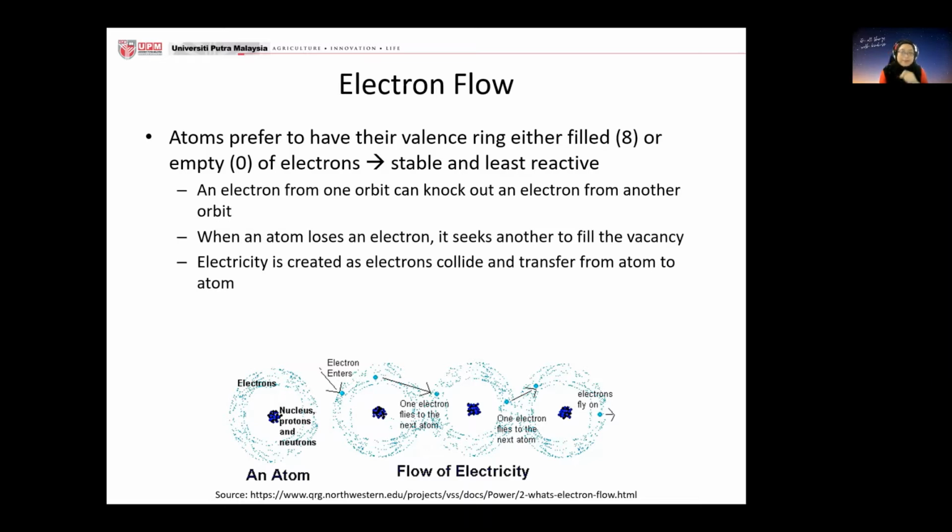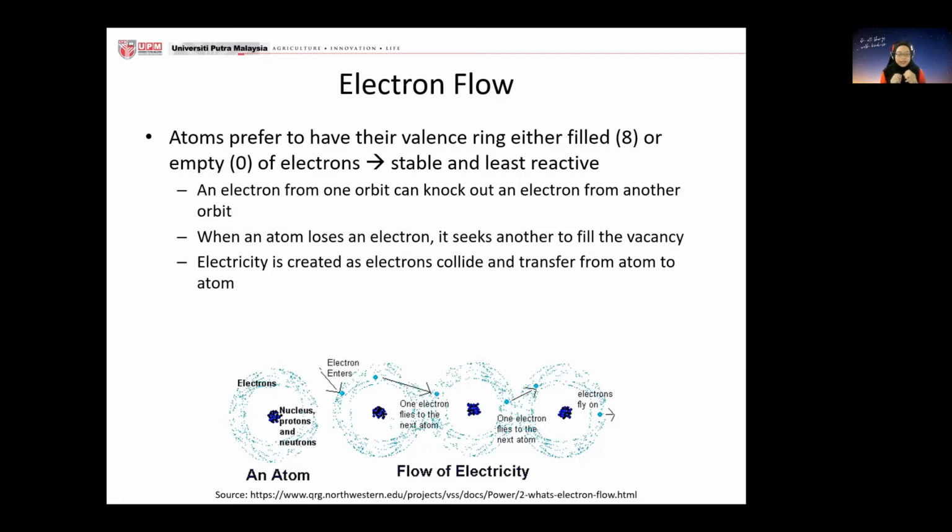And at the same time, an electron from one orbit can knock out an electron from another orbit. So that's how electrons can actually move from one orbit to another, and from one atom to another atom. When an atom loses an electron, it always seeks another electron to fill the vacancy.